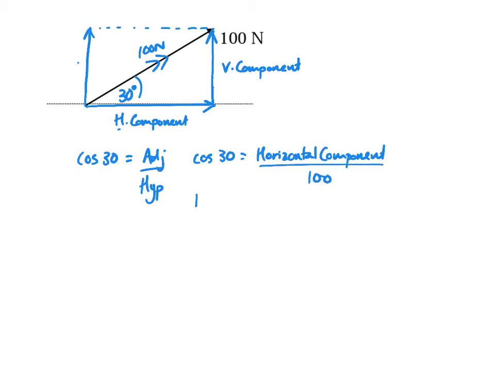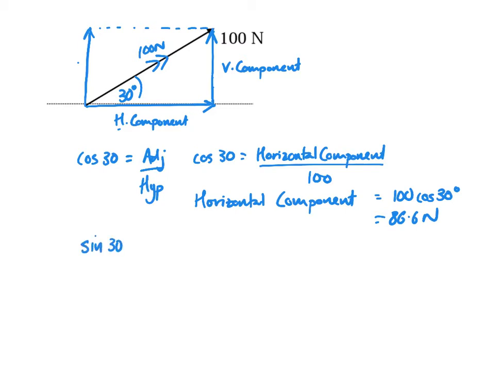And rearranging that, multiplying both sides by 100, we get that the horizontal component is 100 cos 30. Okay, and then you stick that into your calculator. It's 86.6 newtons, and by similar argument, if you take the sine component, it's opposite over hypotenuse. Now the sine component here is opposite the angle, it's the vertical component.